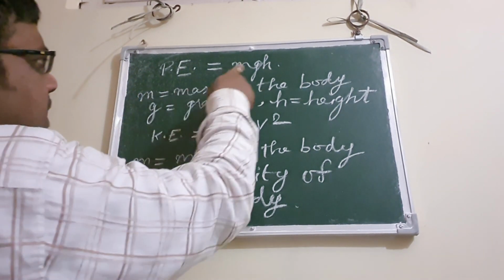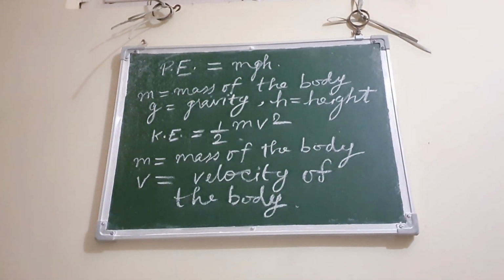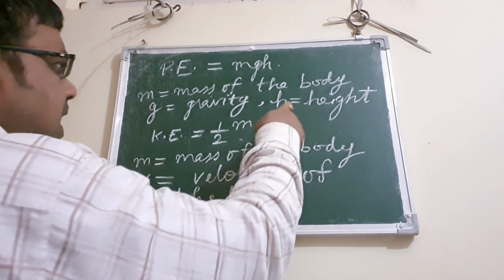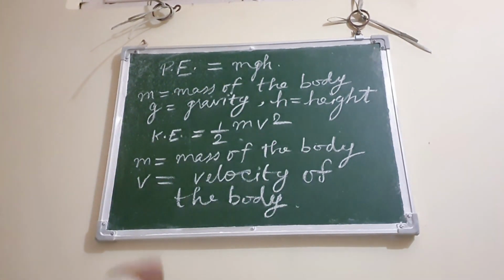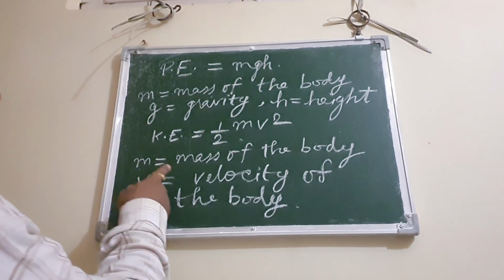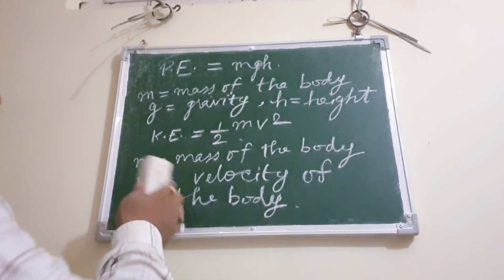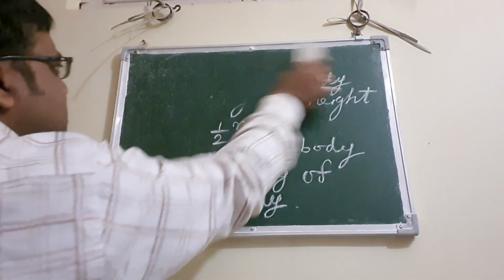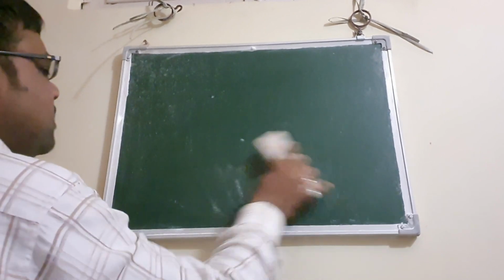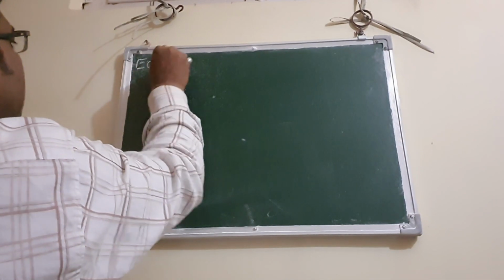Here PE is the potential energy, which is equal to mgh, where m is the mass of the body, g is gravity, h is height. Kinetic energy is equal to half mv square, where m is the mass of the body, v is the velocity of the body. The other equations that will be used are the equations of motion.